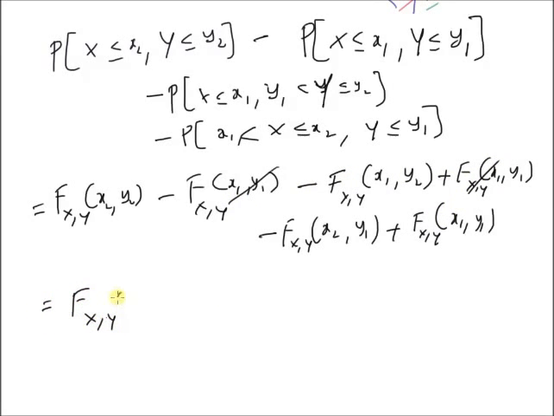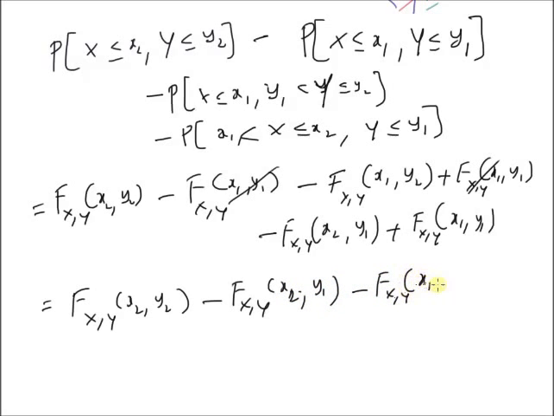It is F_X,Y of x2, y2 minus F_X,Y of x2, y1 minus F_X,Y of x1, y2 for this value, and finally we have plus F_X,Y of x1, y1. This is equal to the probability of C.